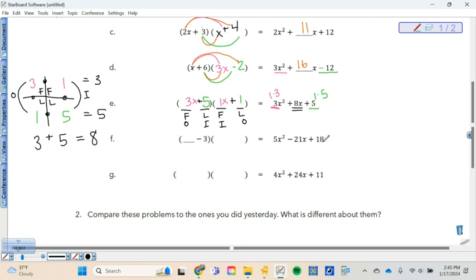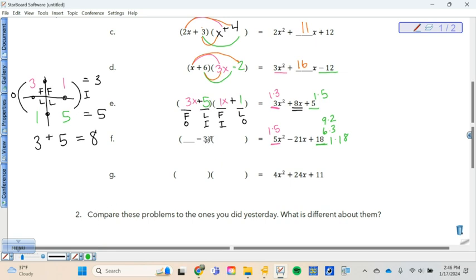So again, I start by looking at my first number and my last number. My first number is 5. What are the factors that get to 5? 5 and 1. And what are the factors that get to 18? 6 and 3. 9 and 2. 1 and 18. So now I have lots of options. However, in this one, they kind of give us a clue, don't they?